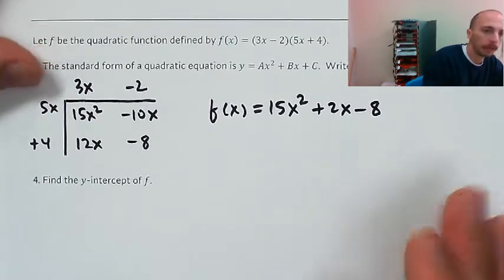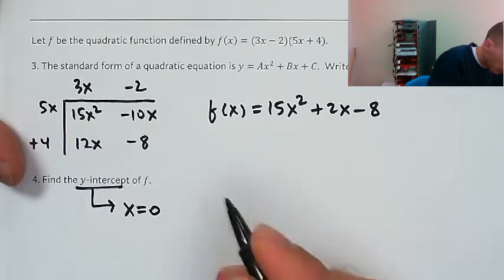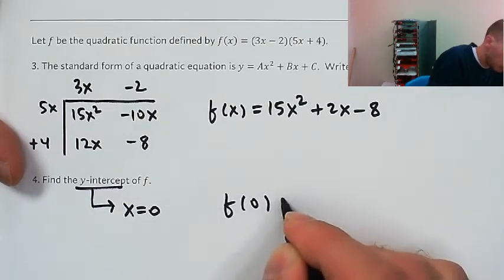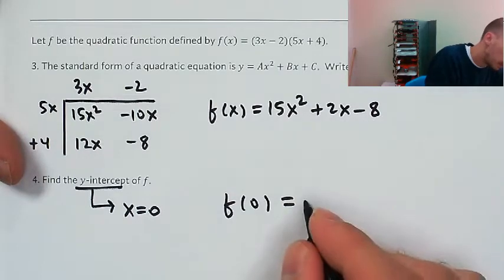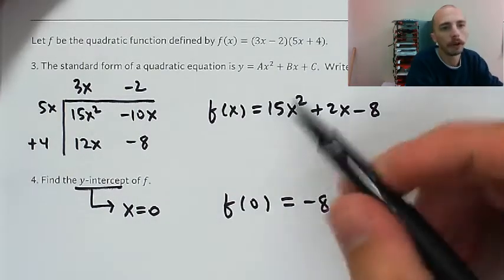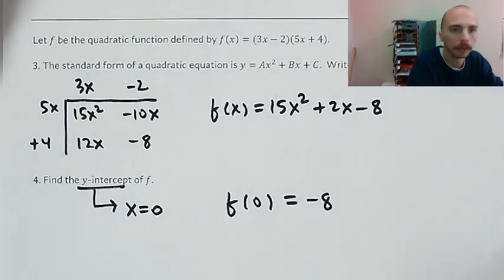And then the y-intercept of f, that's going to be where x is equal to 0. So I could say, f of 0, I plug in 0 for x, is 15 times 0 plus 2 times 0 minus 8. And then you can also see that by plugging in 0 for x here, that you get negative 2 times positive 4 is negative 8.